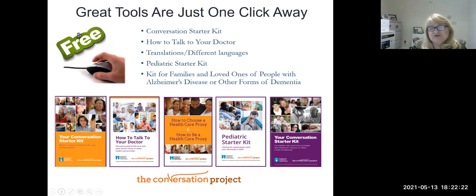And then they also have a pediatric starter kit because unfortunately there are times when our children need to have these conversations if they have chronic or terminal diseases. They also have a kit for families now. This is one that they came up with in the last, I think, 4 years ago, a kit for families and loved ones of people with Alzheimer's disease or other forms of dementia.